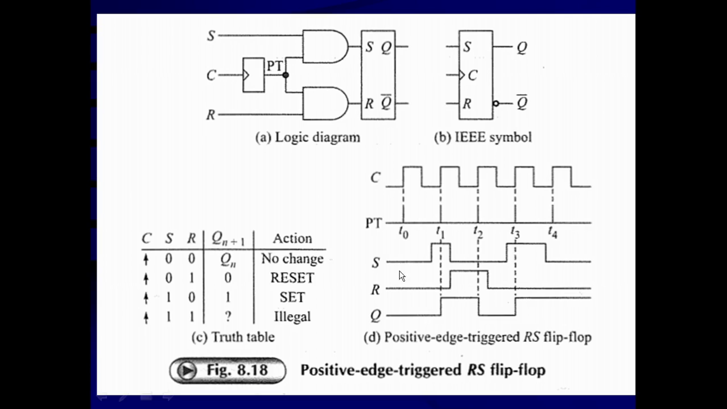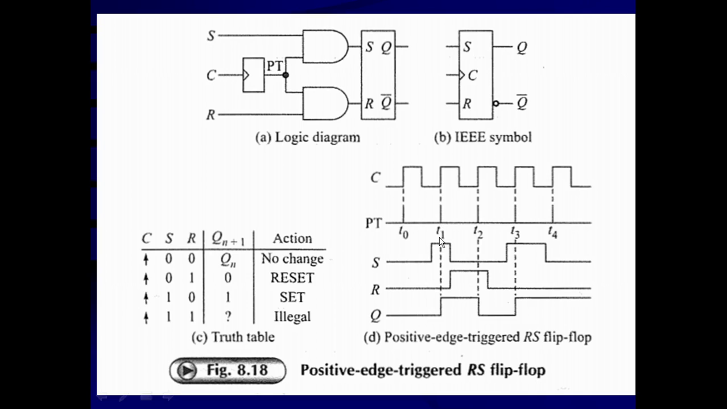Depending upon the S and R inputs, the output will be set, reset, or no change, depending upon the values of S and R. So prior to T0, S is equal to 0, R is equal to 0, and we have started with the initial condition that the flip-flop is already reset, that means Q is equal to 0. At time T0, S is equal to 0, R is equal to 0, so Q is in the no change condition. Q takes the previous value; Q was 0, it remains 0.